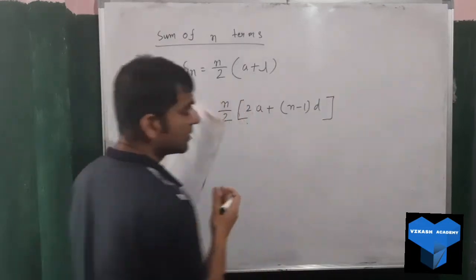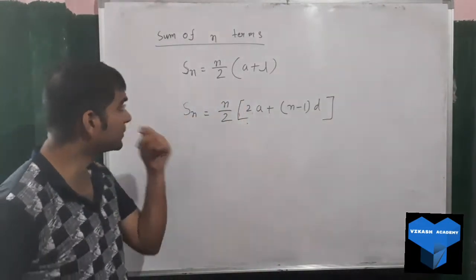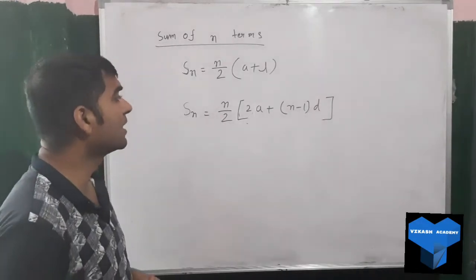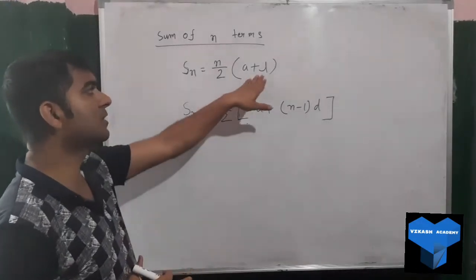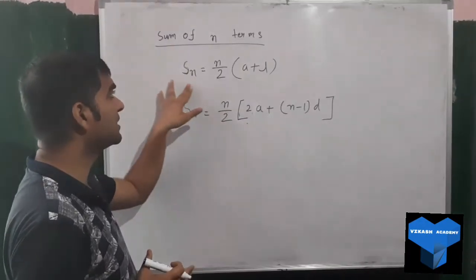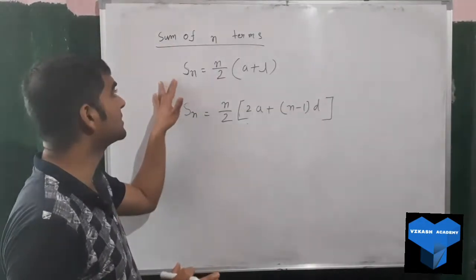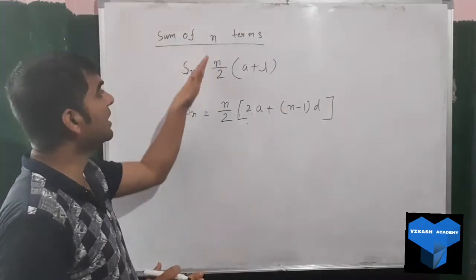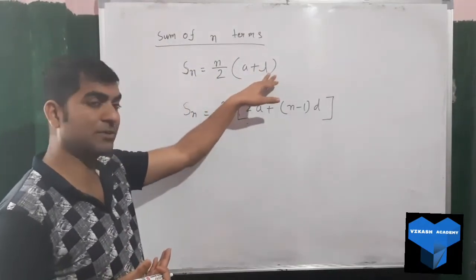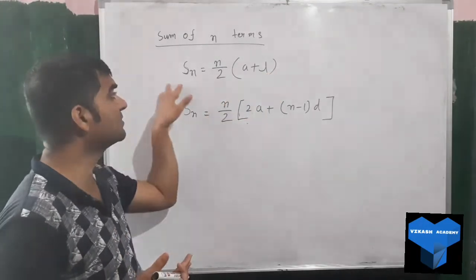Now the question arises: when are we going to use these formulas? We use the first formula when the last term, l, is known. Let us understand the meaning. Sn means the sum of the series till n terms, n is the number of terms, a is the first term, and l is the last term. So when the last term is known, you will use this formula.